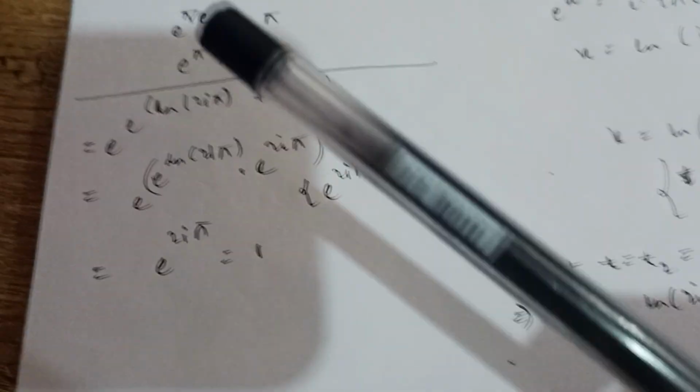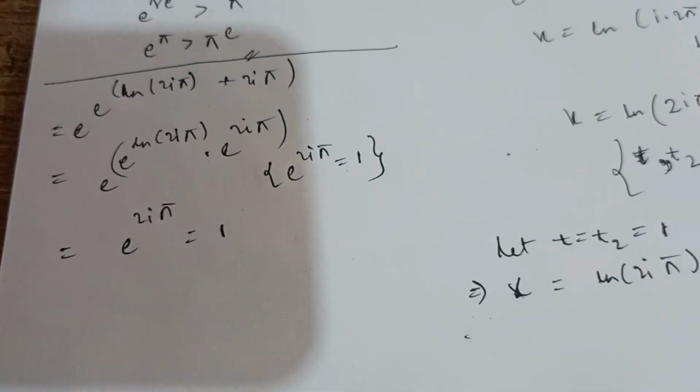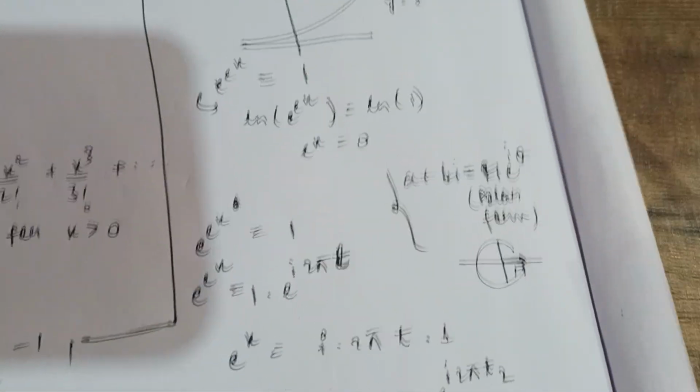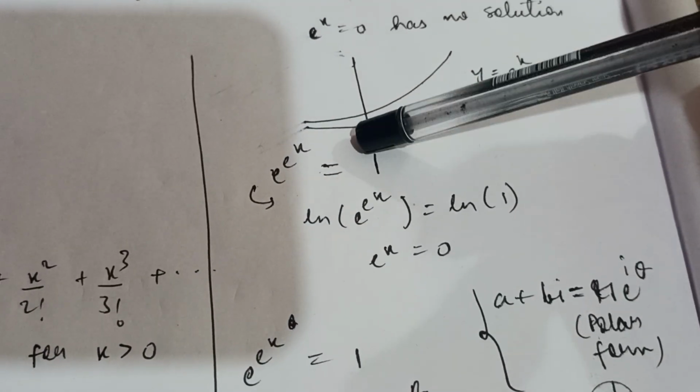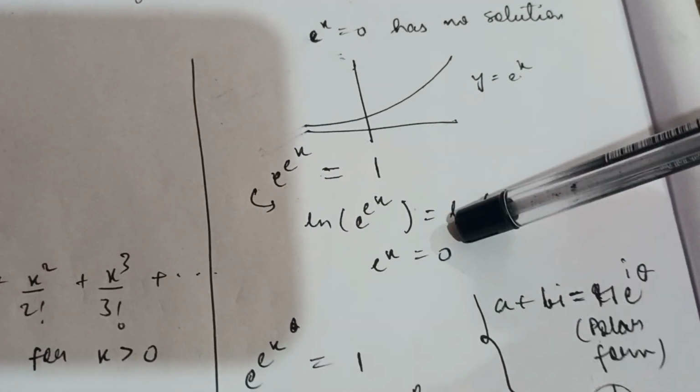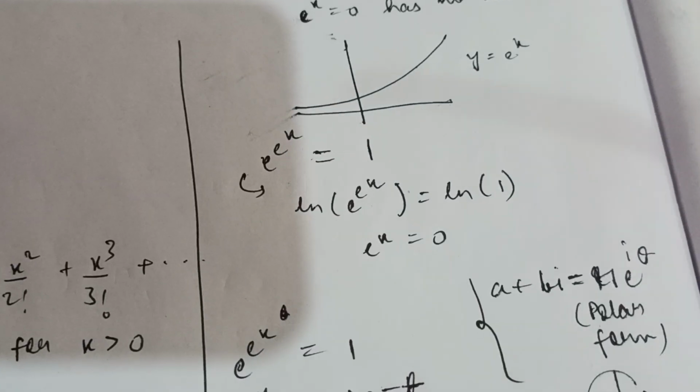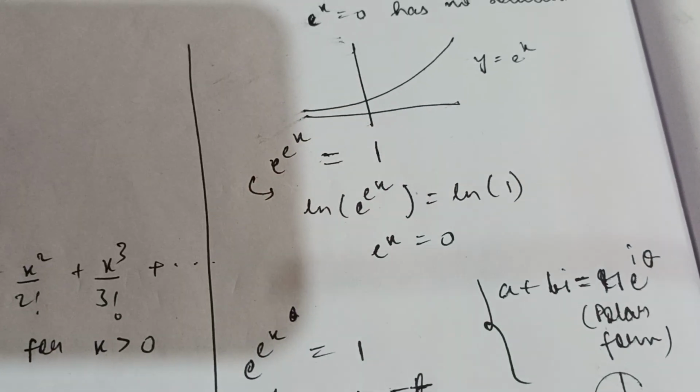So yeah, I don't know how I can explain this, but what's interesting to me is that this is reducing to this, and this doesn't have a solution, but this has a solution. If somebody has the explanation of that, please do comment.